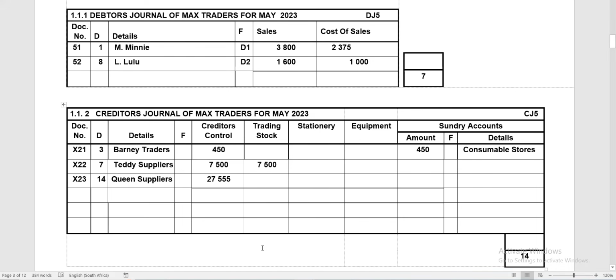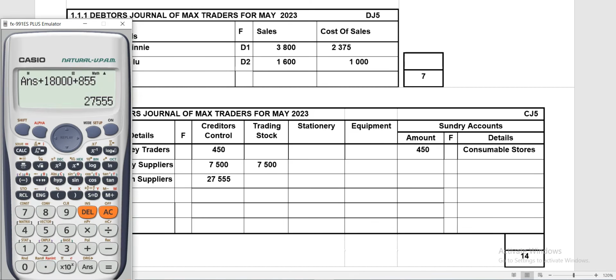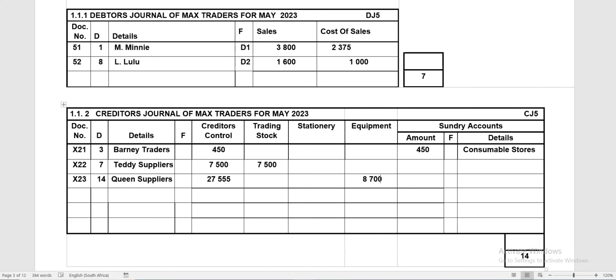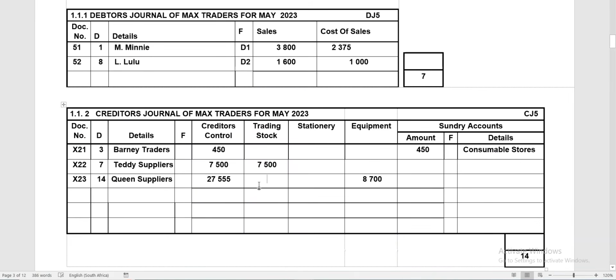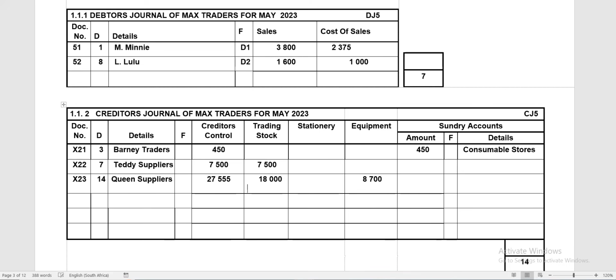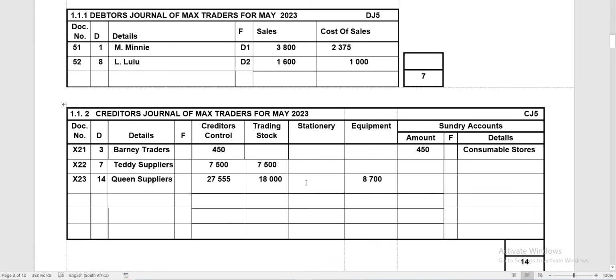So the total that we bought for on credit from these people is 27,555, and we need to check what exactly they were buying. According to this, we bought 2 laptops for 4,350. So 4,350 multiplied by 2 gives us 8,700, and this was for equipment, so a laptop falls under equipment. Next they are saying that we bought merchandise for 18,000, so we can say 18,000 for merchandise, and the last one was 855 for stationery, so here we'd write 855.